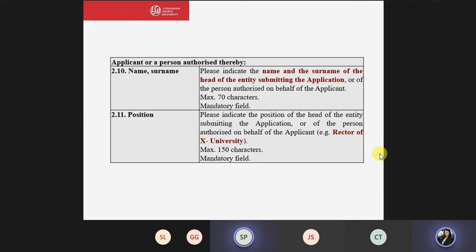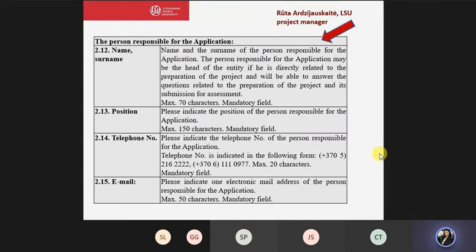Rector, yes. So you have to write the rector's name and surname, and then the position: the rector of the Lithuanian Sport University. And in that application form, you will find the part that you need to fulfill.